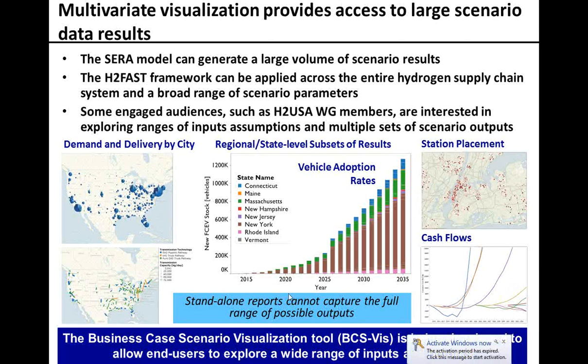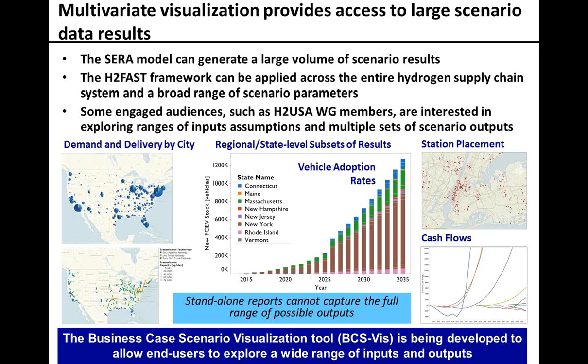Just as background, this is a multivariate visualization tool, and the idea is to provide access to a large set of scenario results for an end user. In this case, the tool that's being used to generate those scenario results is the SARA model, which is NREL's cost optimization model, where hydrogen costs are optimized not just for the station, but for the entire supply chain. So production, delivery, hydrogen stations, and we model the whole country or different parts of the country out to, say, 2050. So a full range of scenario outputs.